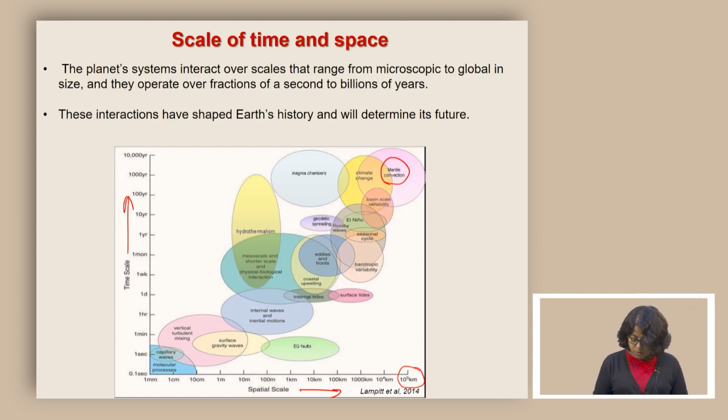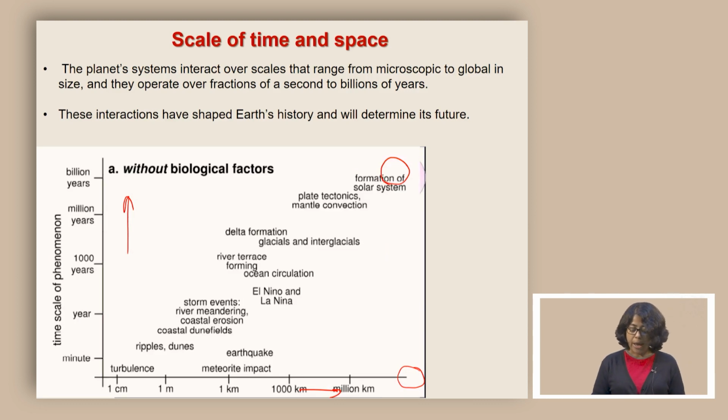Now, some of these processes are actually happening on a much larger scale, because if you recall, the highest time scale in the previous plot was up to 10,000 years, but then there can be phenomena with time scales that go up to billion years, and spatial scales which range in million kilometers, such as plate tectonics and mantle convection. There can be things like the formation of the solar system, which can take billion years.